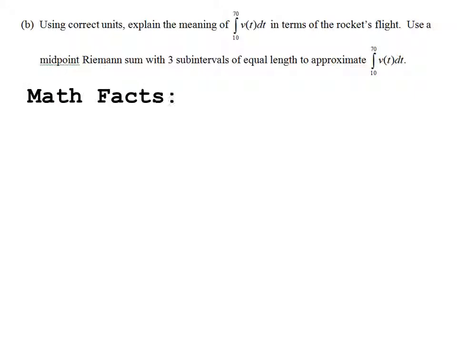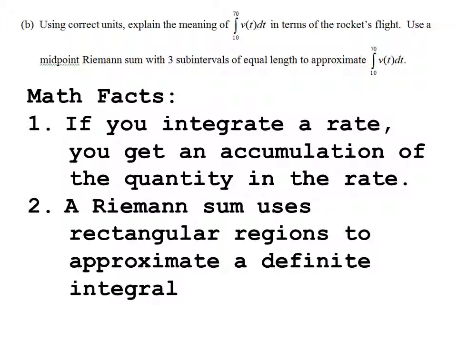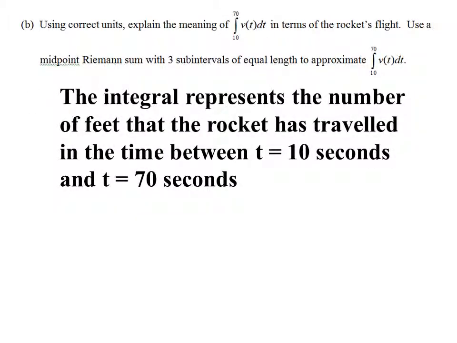The math facts necessary to work this problem are: when you integrate a rate, you get an accumulation of the quantity in that rate. A Riemann sum uses rectangular regions to approximate the definite integral. Understanding the first fact, we can explain the meaning of the definite integral as the number of feet the rocket travels in the time interval between 10 and 70 seconds.